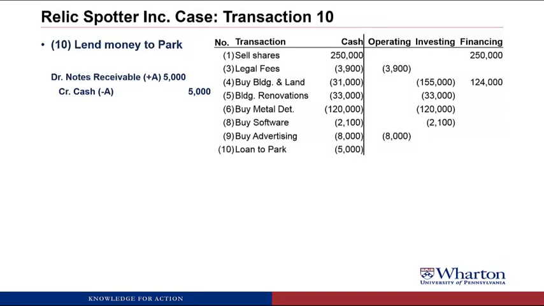Moving on to transaction number 10. Relic Spotter lent $5,000 cash to Rebecca Park as a loan, which then she has a year to repay. Is that operating, investing, or financing? And the answer is a $5,000 operating cash outflow.